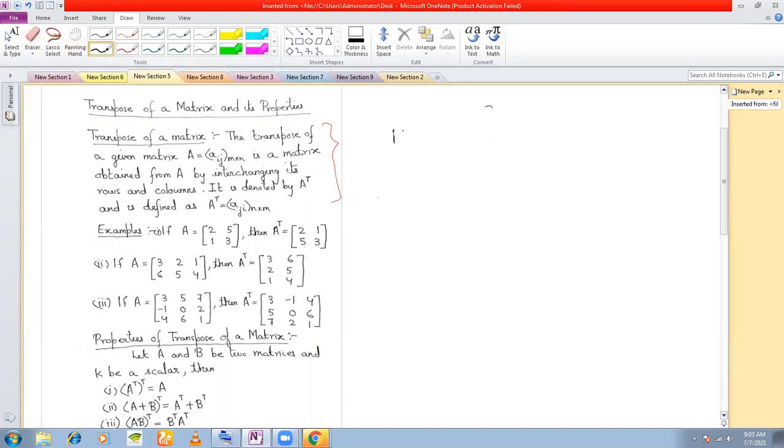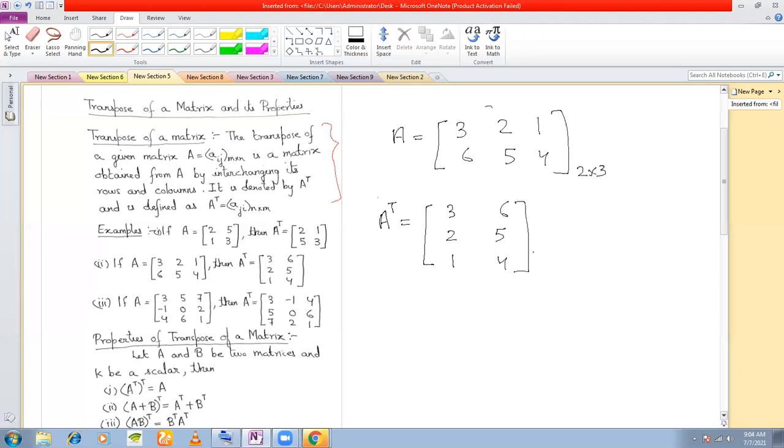Let's say the second example here, given A is equal to 3 2 1, 6 5 4. What should be A transpose? 3 6, 2 5, 1 4. So if you see here, if the order of A is 2 by 3, the order of A transpose is 3 by 2. So if order of A is equal to m by n, then what should be the order of A transpose? N by m. Okay, remember.